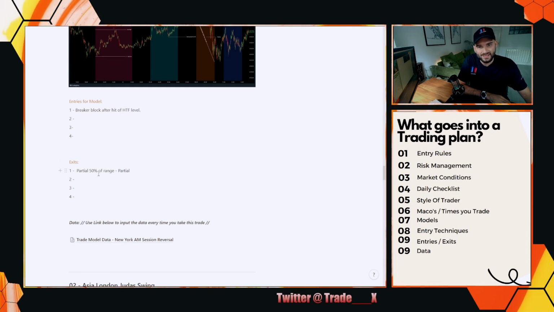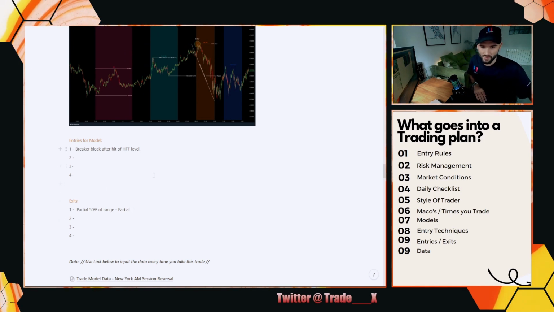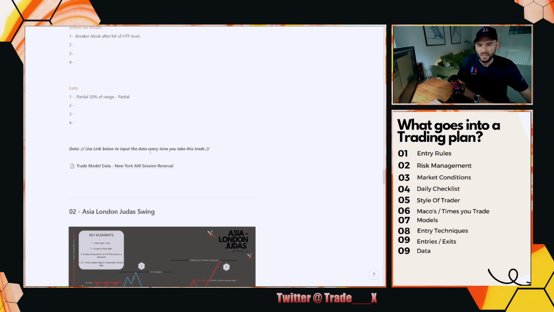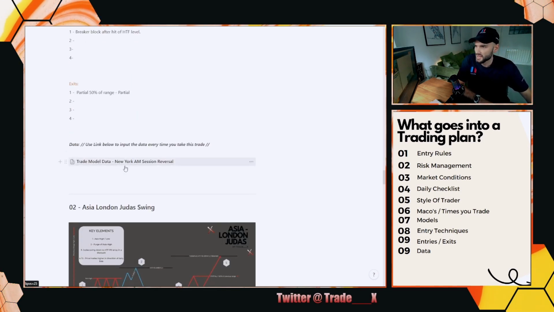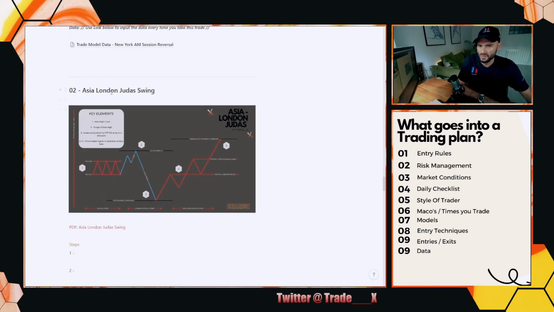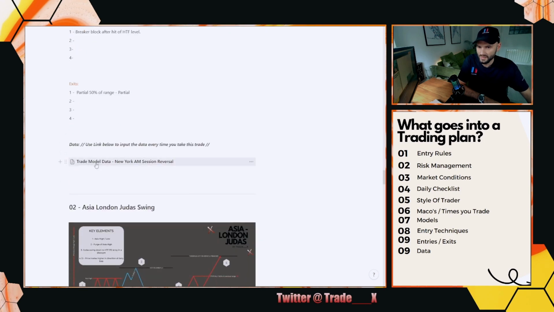Below that, exits. So for an example, in a New York AM session reversal, I'm looking to take partials off at 50% of the range. Boom, there you go. Guys, you have a model straight off the bat. All right, and then below that, this is below every single model. Below that, we'll do the same for the Asia London Judas swing. But before we get into that, let's look at this trade model data. So below each model, you're going to have this.